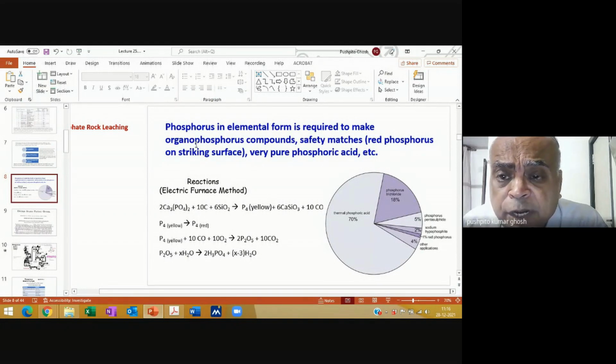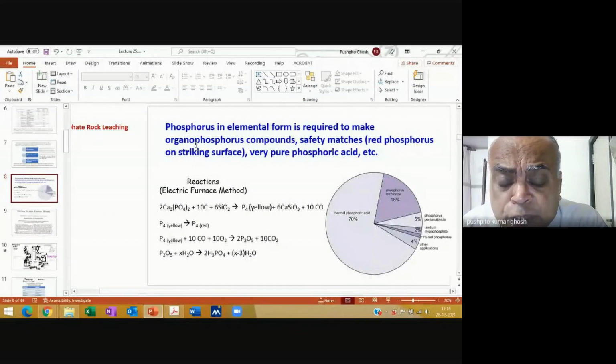Where else was it important? For example, you can react phosphorus with chlorine and you make things like PCl3, POCl3, which are really the starting points to make all kinds of organophosphorus compounds, including those which are used for uranium extraction. Phosphorus chemistry is huge in organic chemistry. Another is that, as I said last time, phosphorus pentoxide is used as an acid catalyst in many reactions. It is used as a drying agent, P2O5.